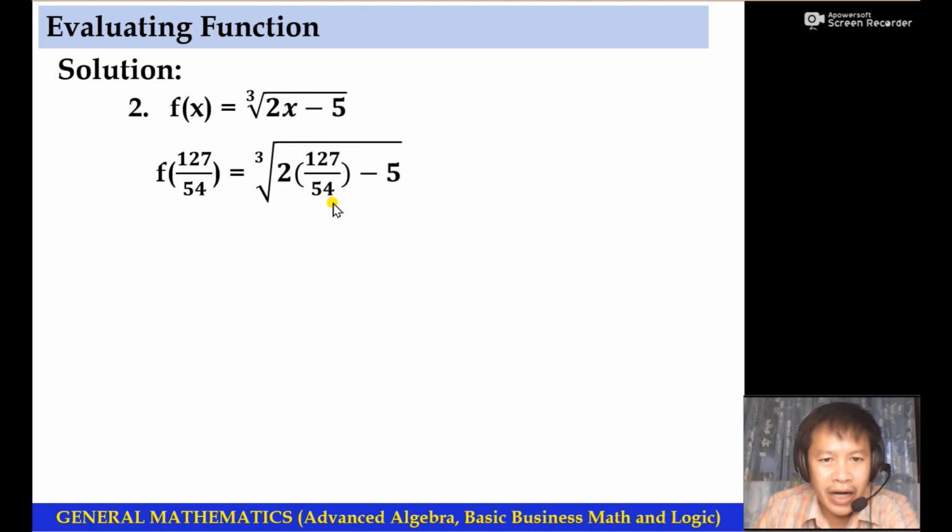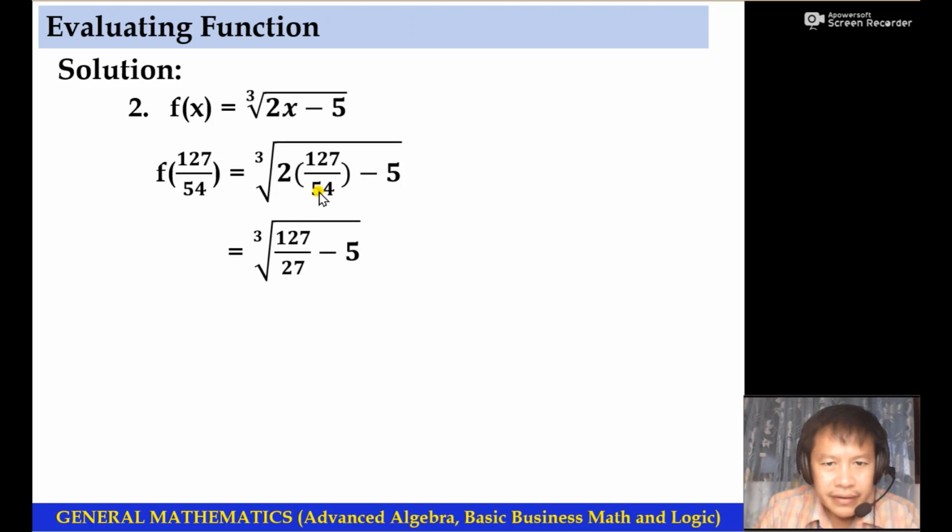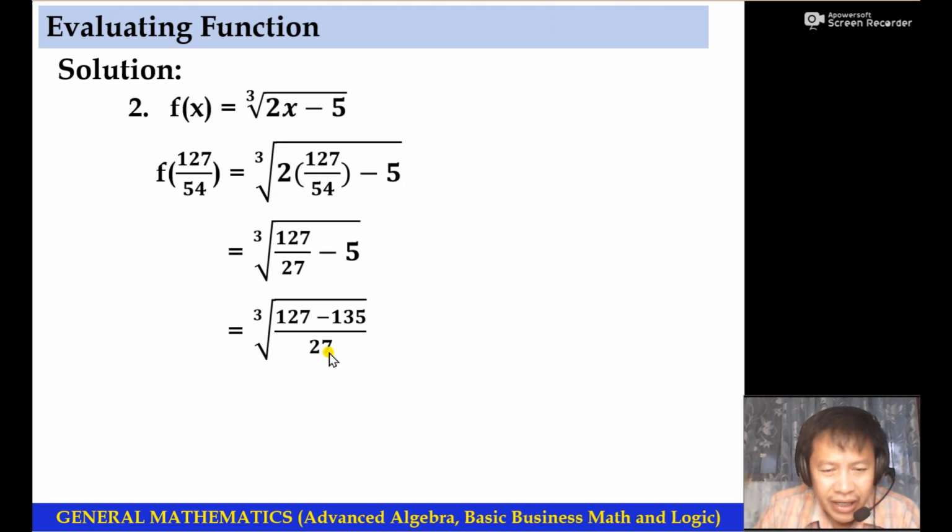Then you can automatically proceed with the multiplication. But take note, 54 and 2 have a greatest common factor, which is 2. Therefore, you can cancel. You can use the idea of the cancellation method to reduce the answer to lowest terms. 54 divided by 2 is equal to 27. Then, these two numbers are dissimilar because they have different denominators. Therefore, 1 times 27 is the LCD, that is 27. 27 divided by 27 is 1, times 127 is 127. Minus, take note, 27 divided by 1 is 27, then 27 times 5 is 135.